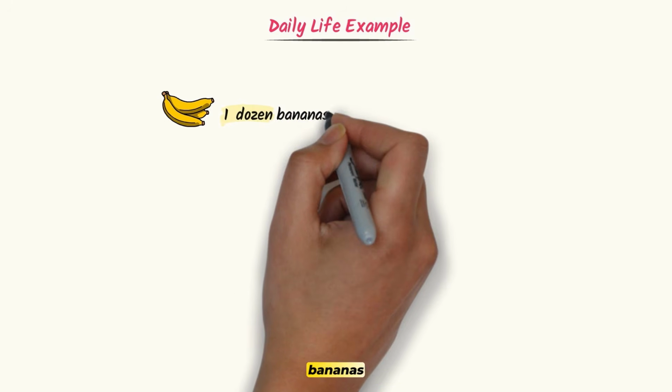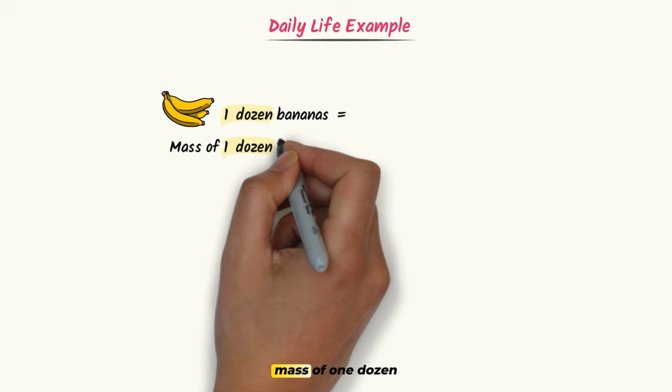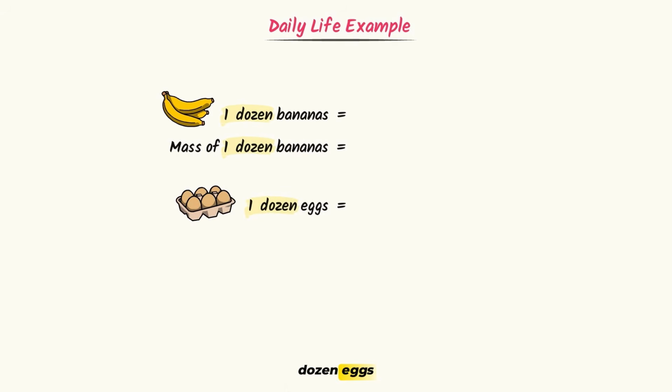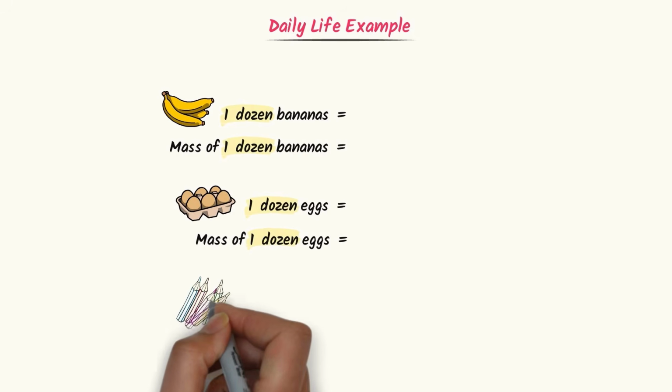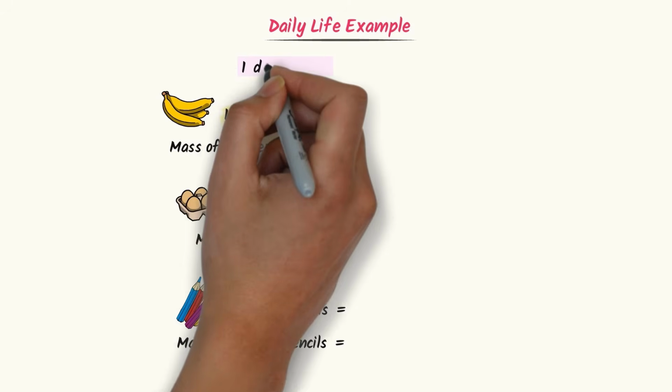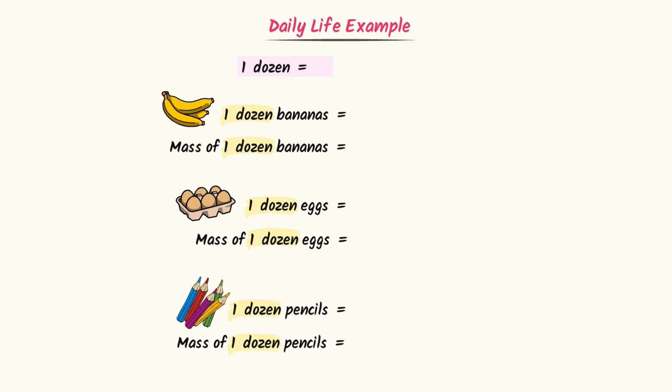Give me 1 dozen bananas, and what is the mass of 1 dozen bananas? Secondly, give me 1 dozen eggs, and what is the mass of 1 dozen eggs? Thirdly, give me 1 dozen pencils, and what is the mass of 1 dozen pencils? Well, in case of the first question, we know that 1 dozen is a number which is equal to 12. So 1 dozen bananas is equal to 12 bananas.